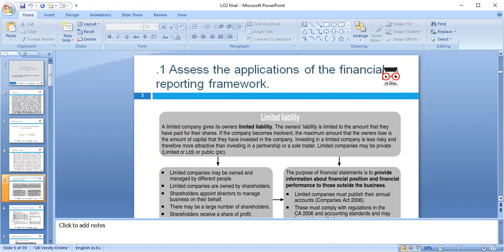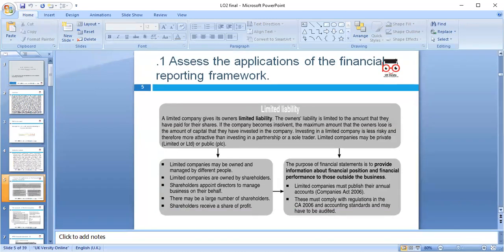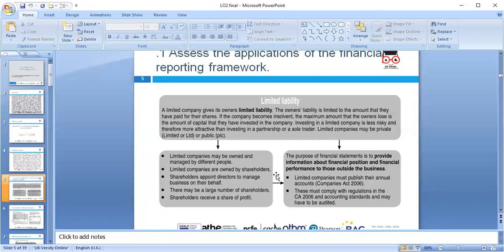We know limited liability means your liability is up to your investment. A lot of people think it's limited, no doubt, but the limited liability can be lifted if someone is involved in fraud, and the claim can extend to personal assets, like the bounce back loan, which was given to the directors personally as well as to the company. So limited companies may be owned and managed by different people.